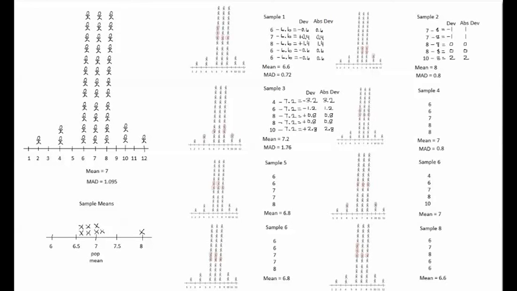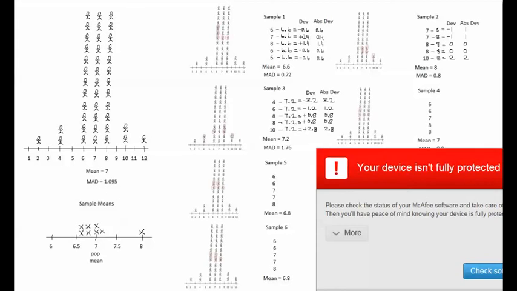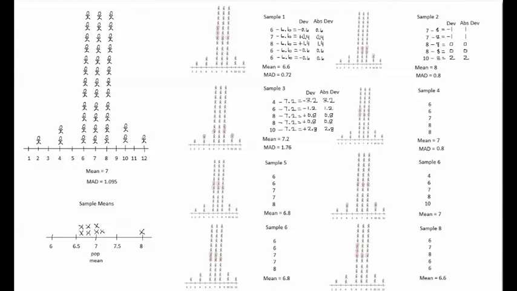So it's 0.8, just like the sample over here. So far, 3 of the samples have had a mean absolute deviation that underestimated the population mean absolute deviation, and 1 sample has had a mean absolute deviation that overestimated the population mean absolute deviation. Let's look at the next sample.